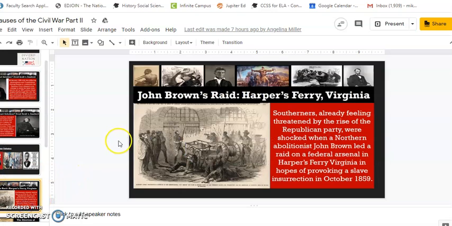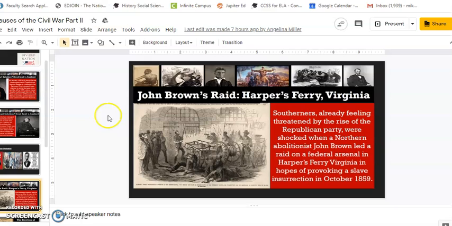So moving forward, John Brown's raid on Harper's Ferry, Virginia. So we've talked about John Brown before. He was an abolitionist, meaning he was against slavery. And this is the same John Brown that you talked about last week, who killed 5 pro-slavery supporters along with his sons. So what he was trying to do in this raid was put together an anti-slavery militia.